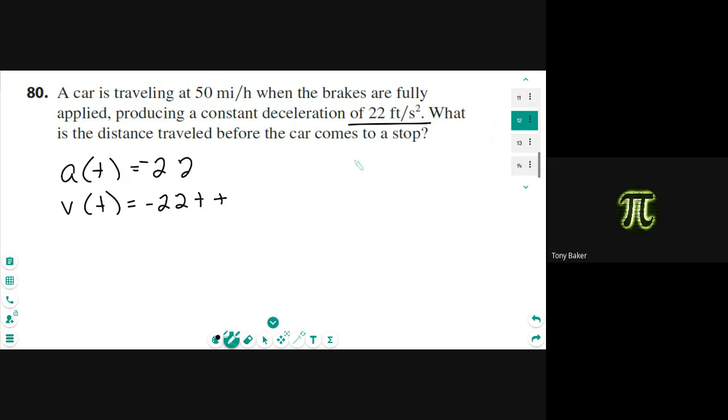All right. What was it? 73? 73.3. Okay. So 73.3 feet per second. Good catch. I missed that one.